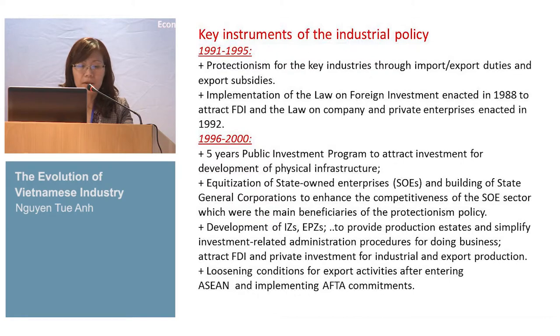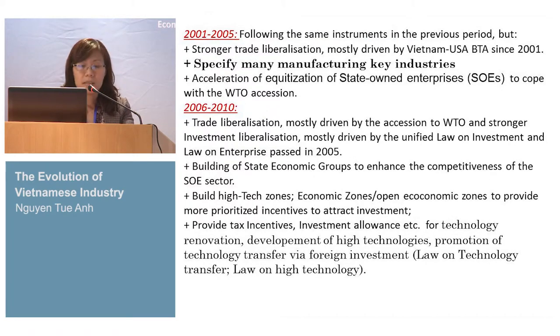So another key instrument in the period was to develop industrial zones and export processing zones, to provide production sites to attract investment, including foreign direct investment and private investment, into the country. In this period, the conditions for export activities were also loosened after Vietnam became an ASEAN member in 1995. And Vietnam has to implement the APTA commitments within this entry into ASEAN.